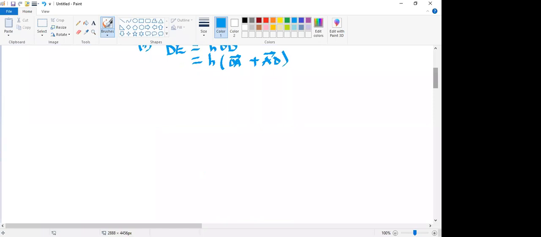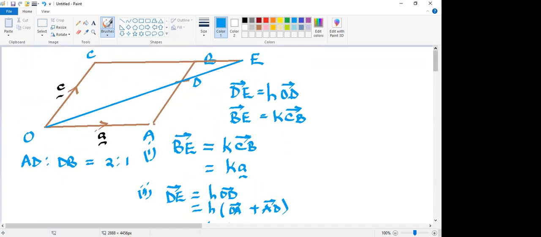Then H into OA is A. Unfortunately, I've covered my diagram. And then what is AD? AD is 2 out of 3, two-thirds, because of the ratio. The ratio is 2 to 1, AD to DB, yes, it is 2 to 1.